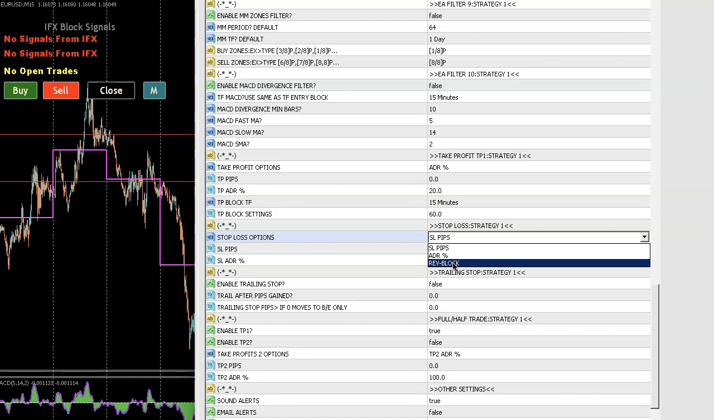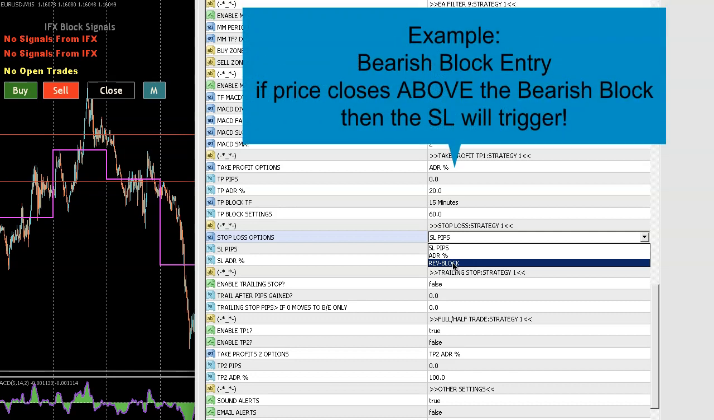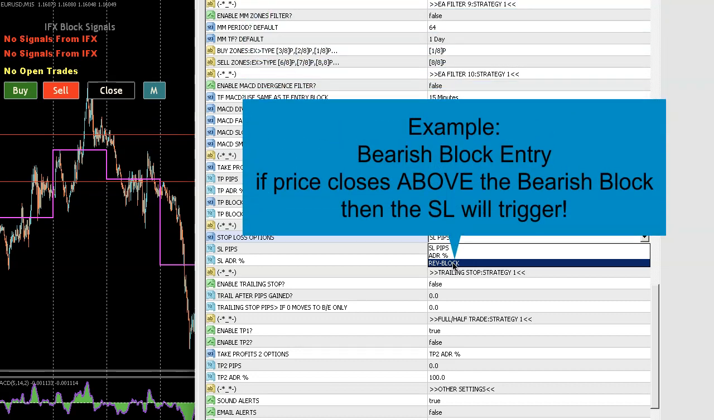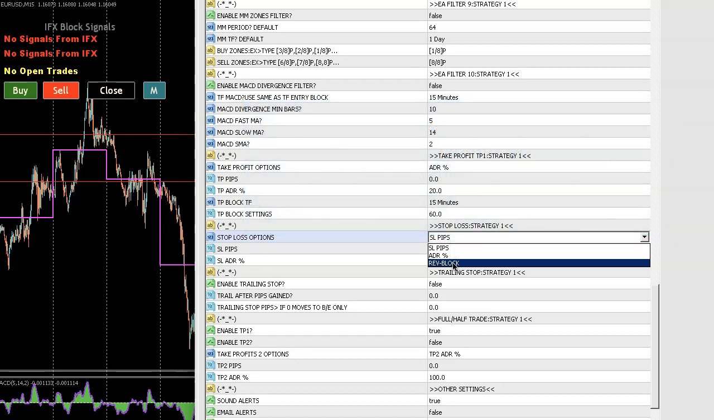But it has to close above it, because sometimes the price likes to go above a block, but if it doesn't close above it, then pretty much the market is going to keep going in the same direction that you had entered previously. So that's something that I'm going to show you right now, but it's very simple.